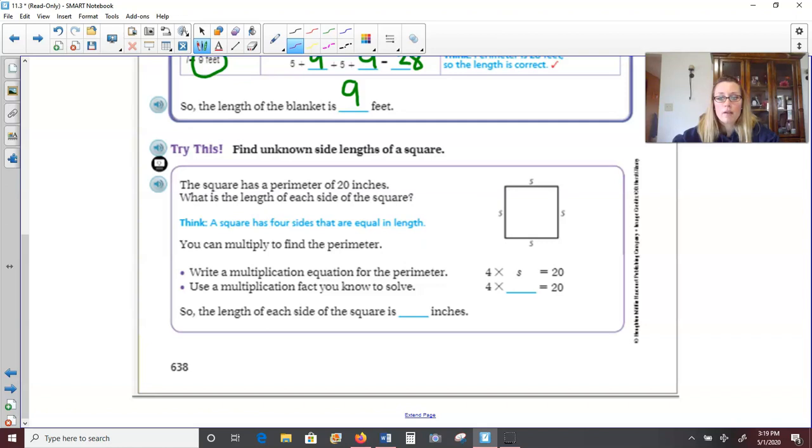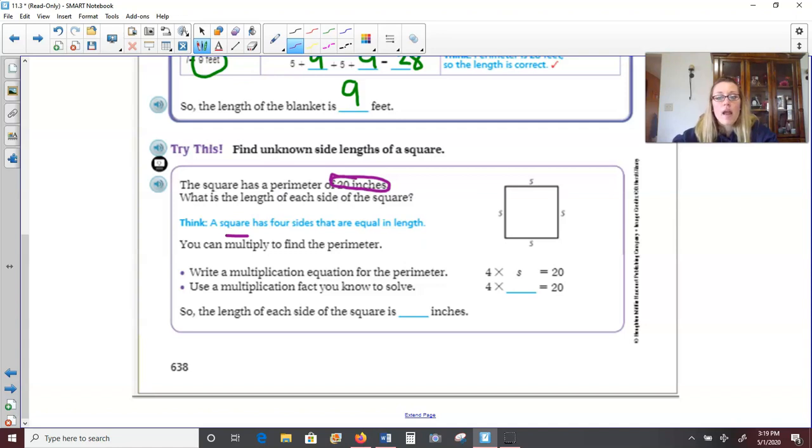All right, the bottom one, try this. Find the unknown side lengths of a square. So the square here has a perimeter of 20 inches. And it says, what is the length of each side? Well, guys, look at the square. They don't give us any measurements. They're just all S's. But wait, think.